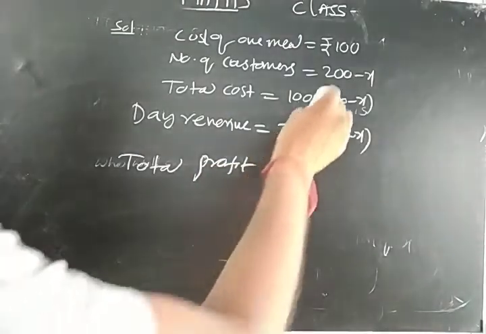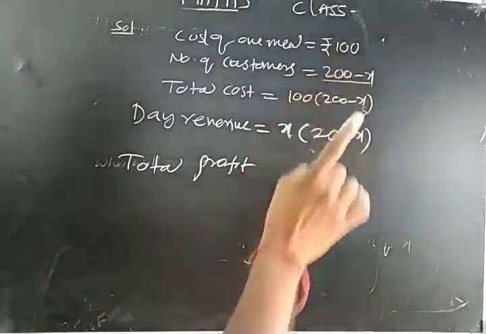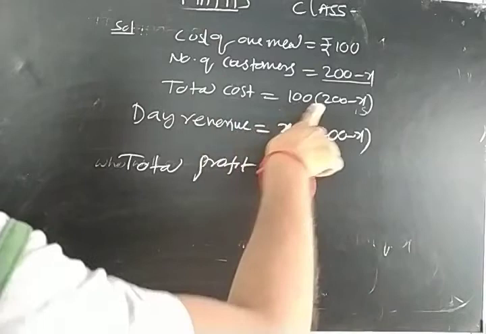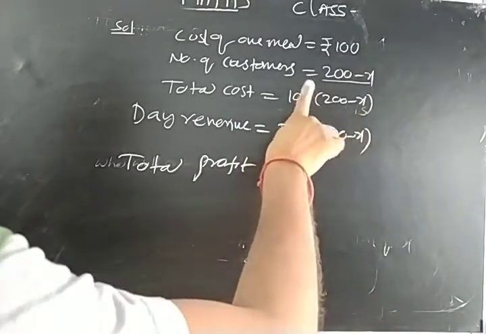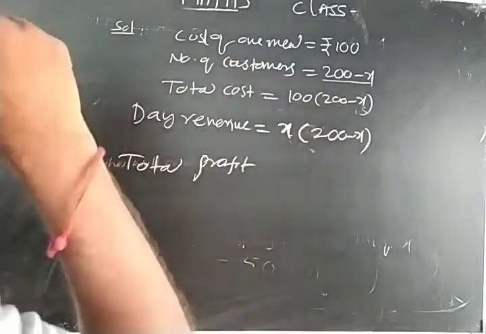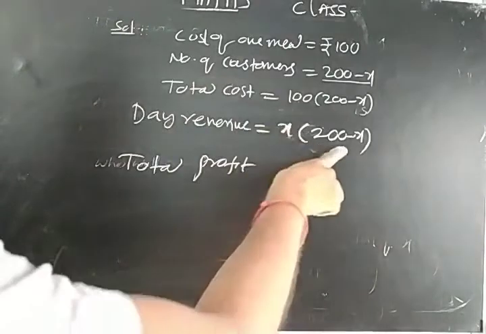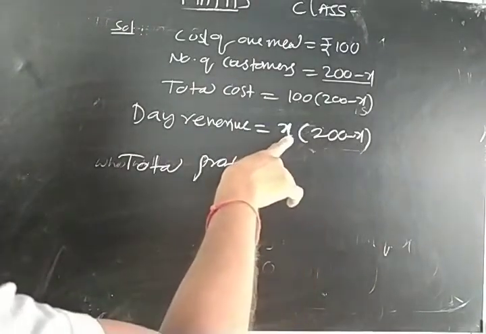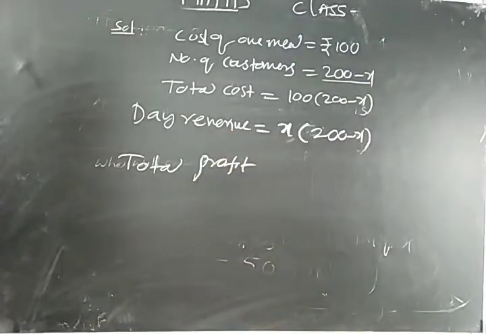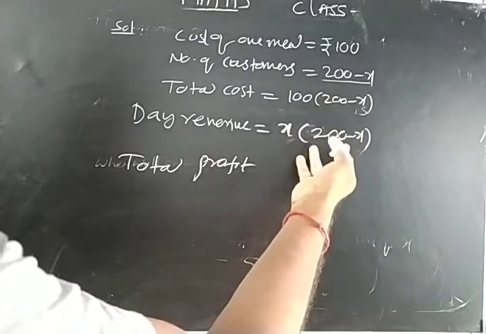Okay, the number of customers is 200 minus x, and he is spending 100 rupees on each meal. So the total cost is 100 into (100 minus x). This is what he spent to prepare the meal, and this is the menu price for each meal, with the number of customers 200 minus x. So price per meal into number of customers will give the day's revenue. He spent this much and he got this much.